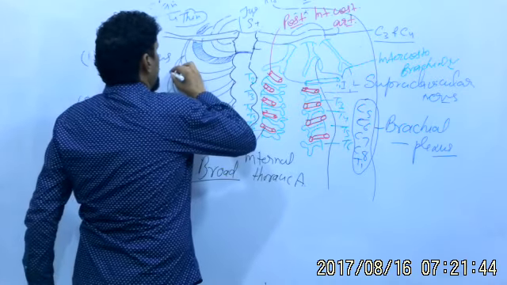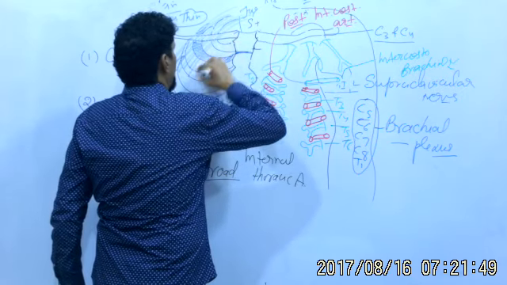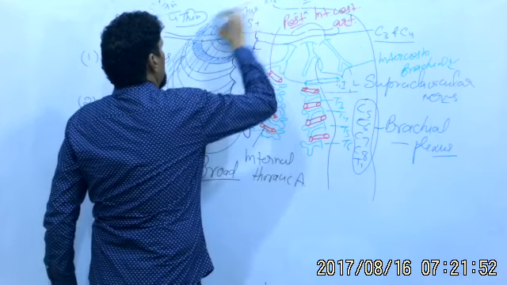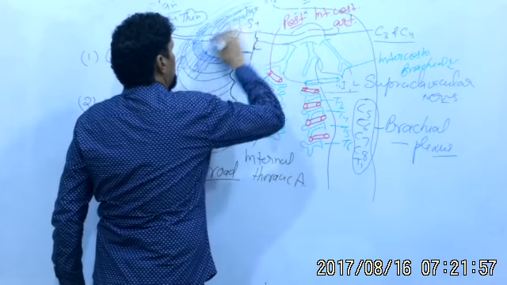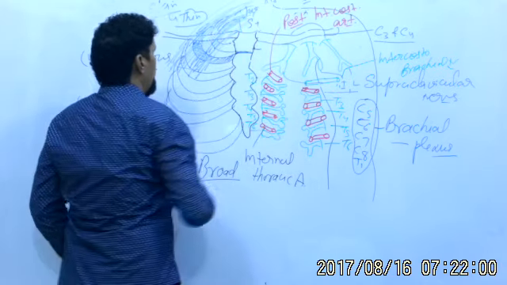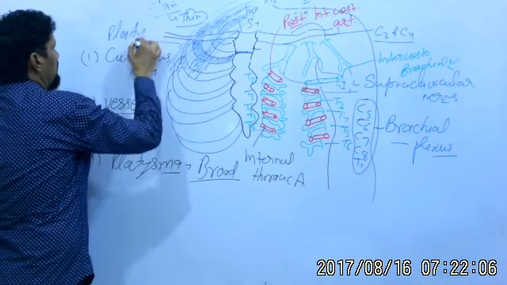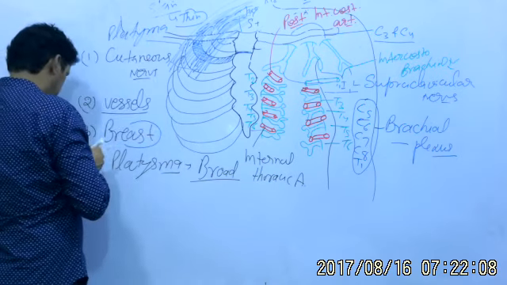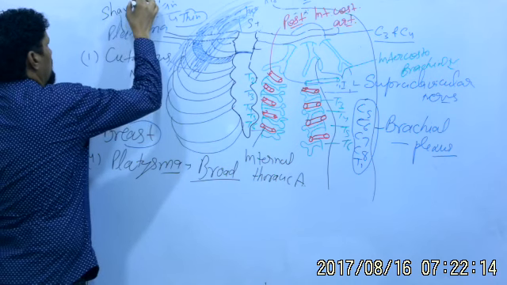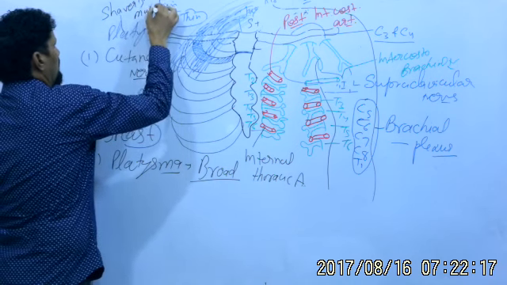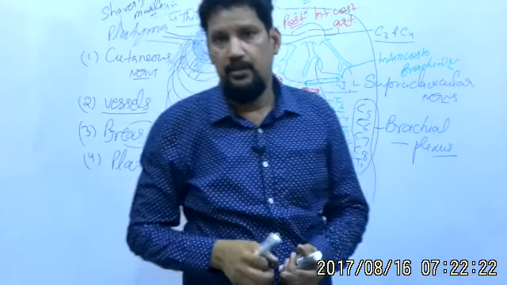So the fibers run upward, superficial to the clavicle, and insert on the base of the mandible. So this is the platysma, also known as the shaver's muscle. And this is innervated by the cervical branch of the facial nerve.